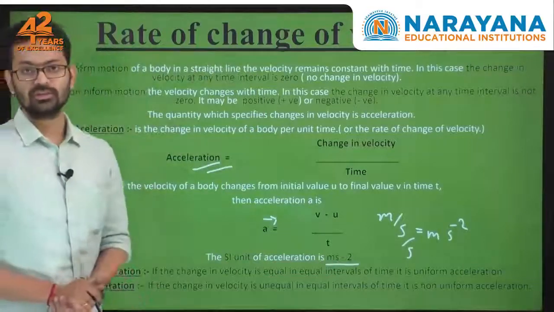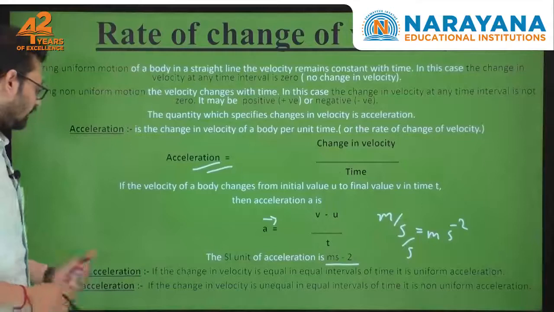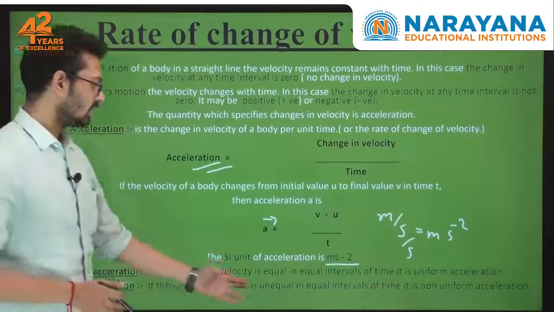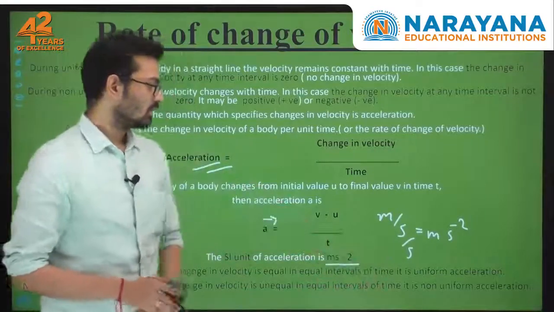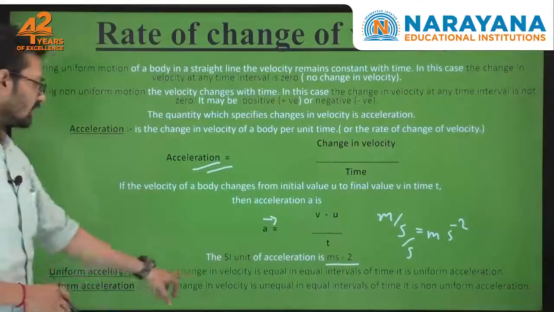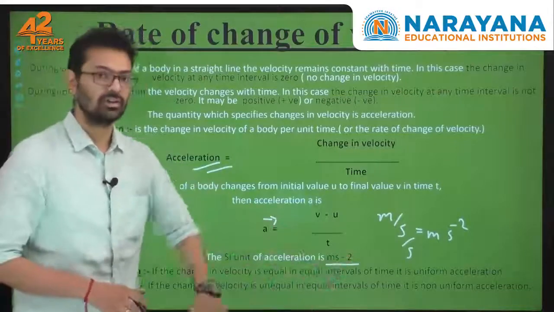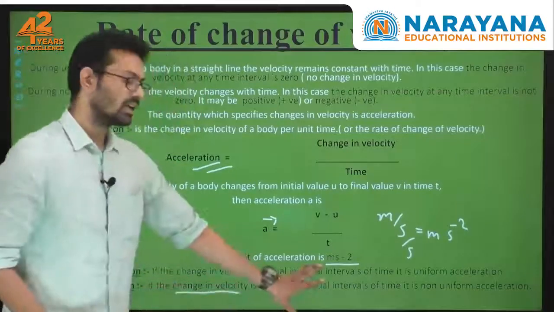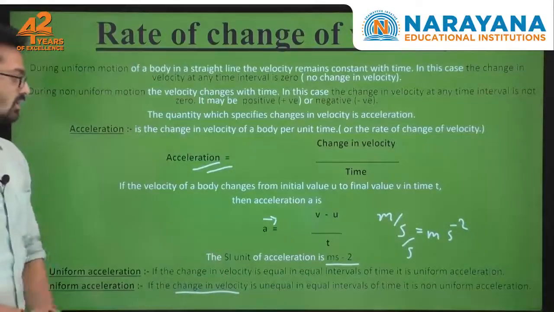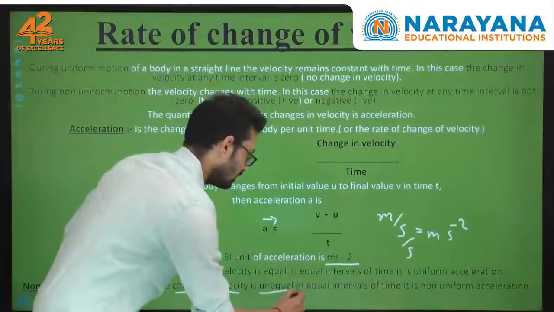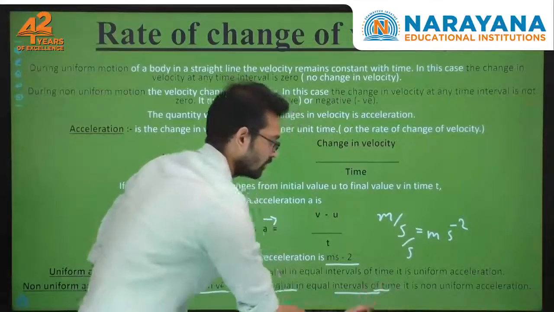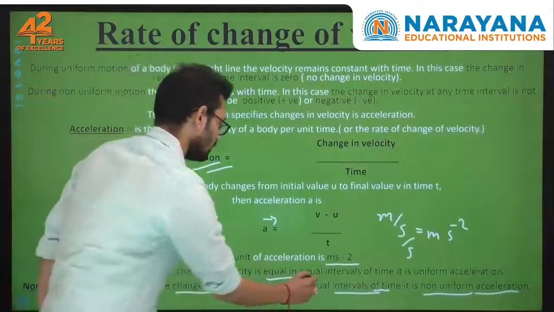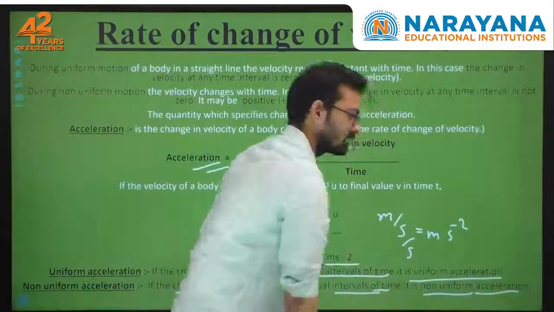Right? We have two different types of accelerations. One is uniform acceleration, another one is non-uniform acceleration. When you are coming to uniform acceleration, it is equal interval of time. If the change in velocity is happening in equal intervals of time, then it is called uniform acceleration. If the change in velocity is happening in unequal intervals of time, then it is called non-uniform acceleration. Unequal interval of time, non-uniform motion, non-uniform acceleration. Equal interval of time, uniform acceleration.